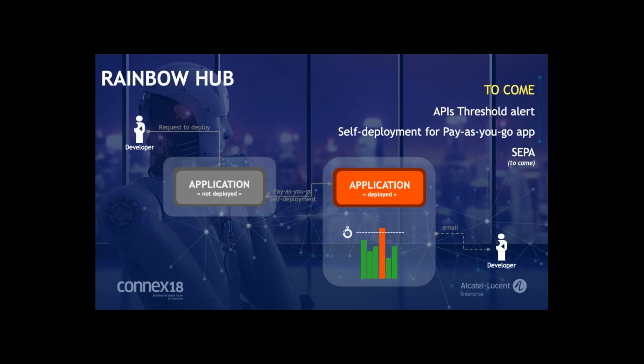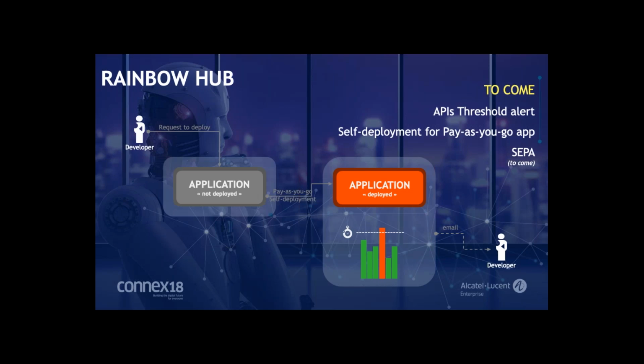And finally, regarding the Rainbow Hub, we are finalizing a refresh of the user interface. The configuration of the application will be more detailed and more explicit for you, and will allow us to add new features very easily. And in the coming months, you will be able to define a threshold to be informed by email when your application consumes more API than the value you define. It will help you to control your API consumption and so your fees.